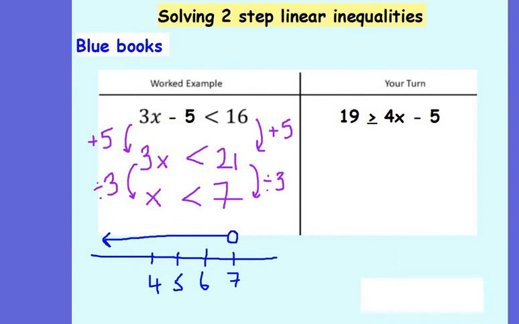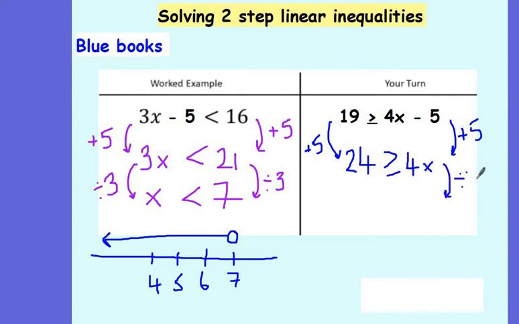Right, let's go through the answer. This time I'm going to start by adding 5 to both sides. That gives me 24 is greater than or equal to 4x. I then need to divide both sides by 4.